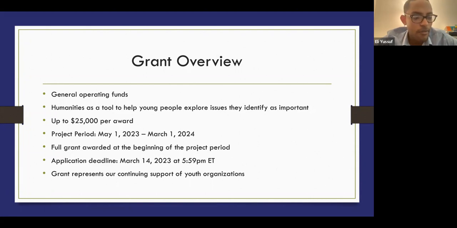Eastern. And just a note here, this grant program represents us renewing our commitment and support to youth-centered programming. We had a grant for a few years known as Soul of the City, which was youth-focused as well, but the similarities end there, because that grant was much more project-based. And this one is just general operating support.